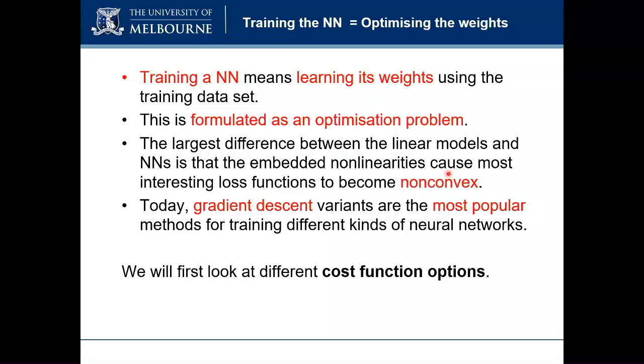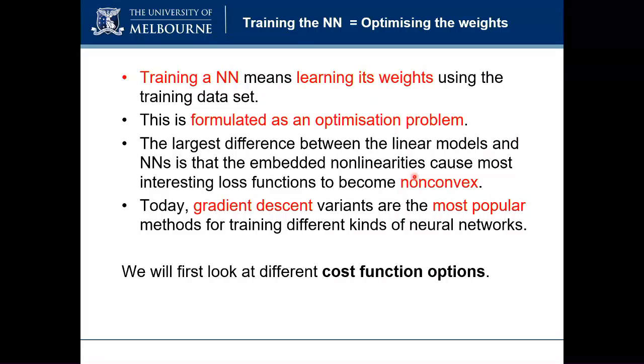The largest difference between linear models and neural networks is these embedded nonlinearities that I mentioned, that I cannot get rid of, and I need them. They make the loss functions non-convex. Convex optimization is good. People fell in love with support vector machines partly because of that. But when you have a neural network, these loss functions become non-convex.